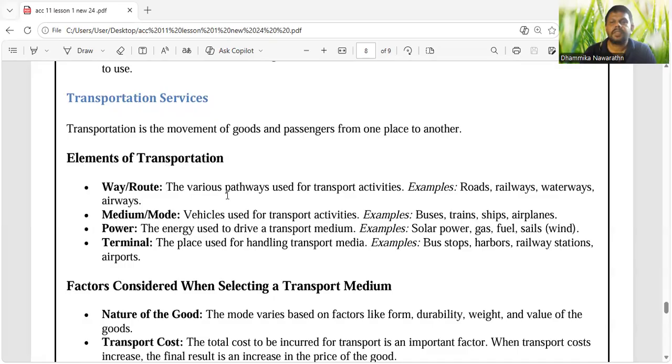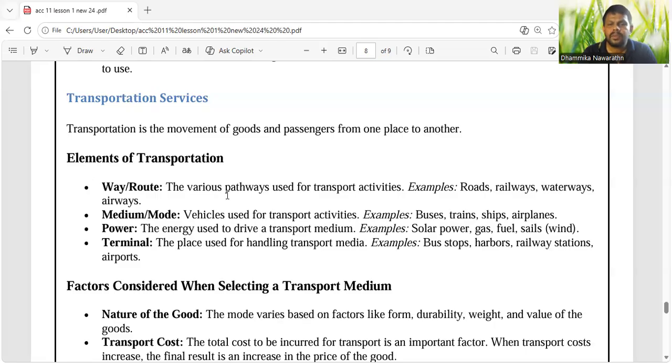Just think of an example: if a farmer sends his or her harvest to the international market, then what should the way be? Sometimes airways or waterways, and the medium can be ships or airplanes.